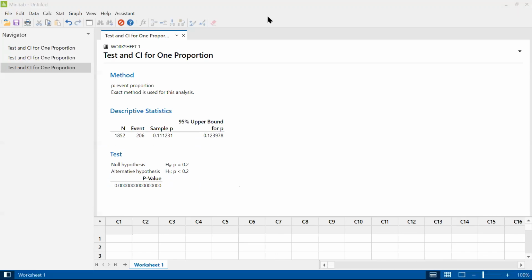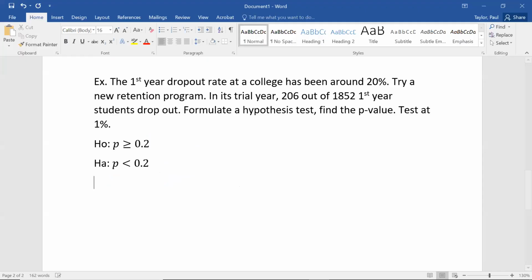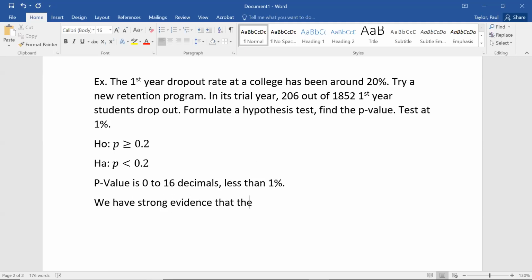So let me flip back to Word. Our p-value is 0 to 16 decimal places. That is definitely less than 1%, which was our testing level. So we have strong evidence that the retention program lowered the dropout rate. Okay, so the dropout rate is now lower than 20%.